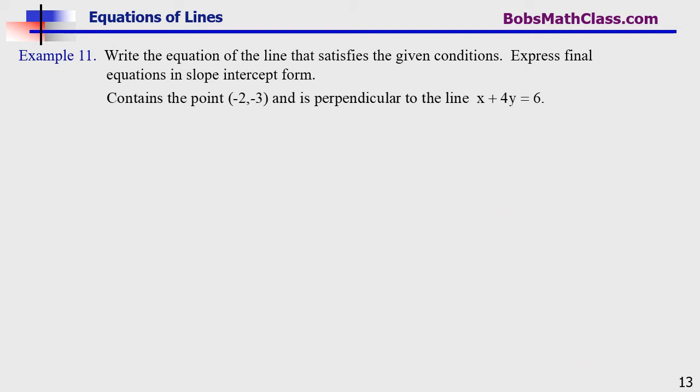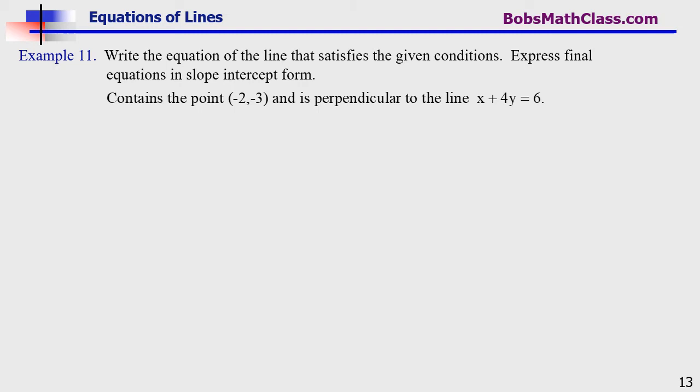Example 11. Same directions. It contains the point negative 2, negative 3, and is perpendicular to the line x plus 4y equals 6. Perpendicular, not the same, right? Perpendicular is opposite reciprocal. Parallel, same. Perpendicular, opposite reciprocal.